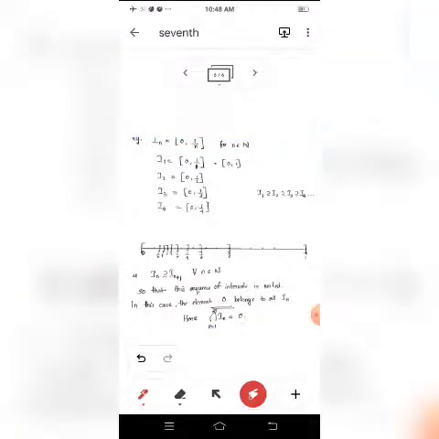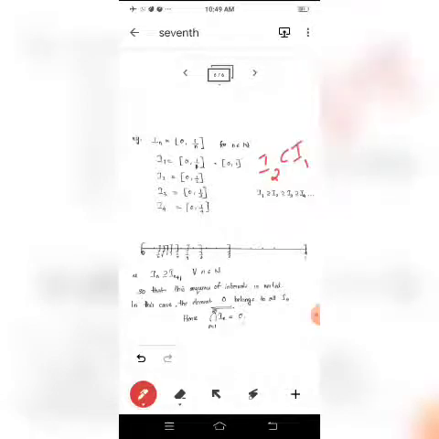The first interval is this 0 and 1, and I2 will be the interval 0, 1 by 2. We can see that I1 is the largest interval and I2 is contained in I1. I2 is a subset of I1. So I1 is the largest interval and I2 is a subset of I1.